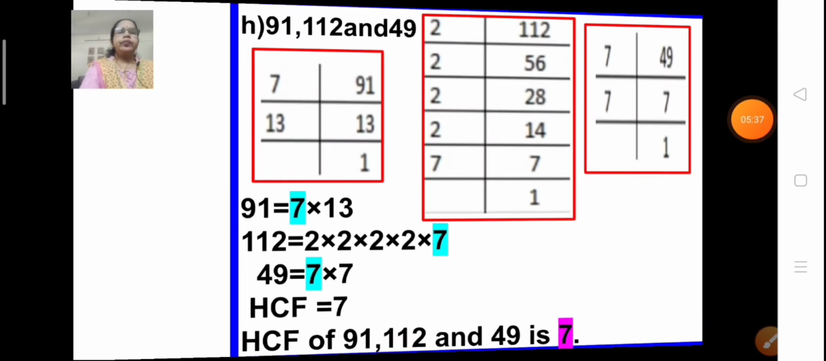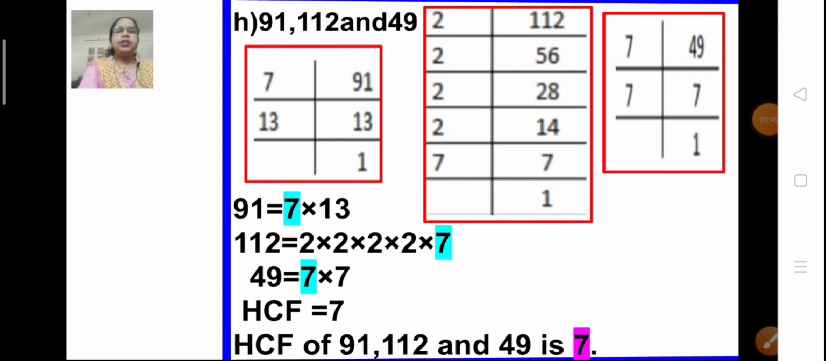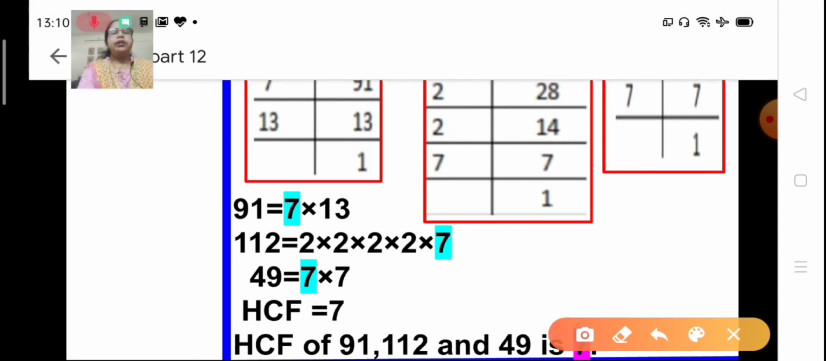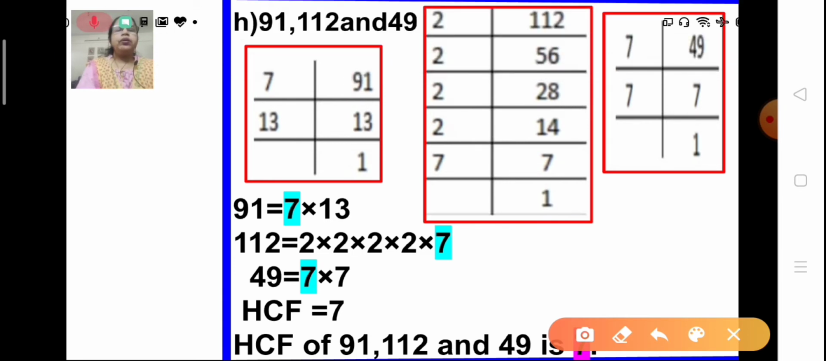The next problem, H. We have three numbers, 91, 112 and 49. So we have to find the HCF of these three numbers. So let's do the prime factorization of these three numbers. First we prime factorize 91. 91 is divisible by 7. 7 ones are 7, 7 threes are 21, isn't it? We get 13, and 13 is a prime number, it is divisible by itself. 13 ones are 13. So what is the prime factorization of 91? It is 7 into 13.